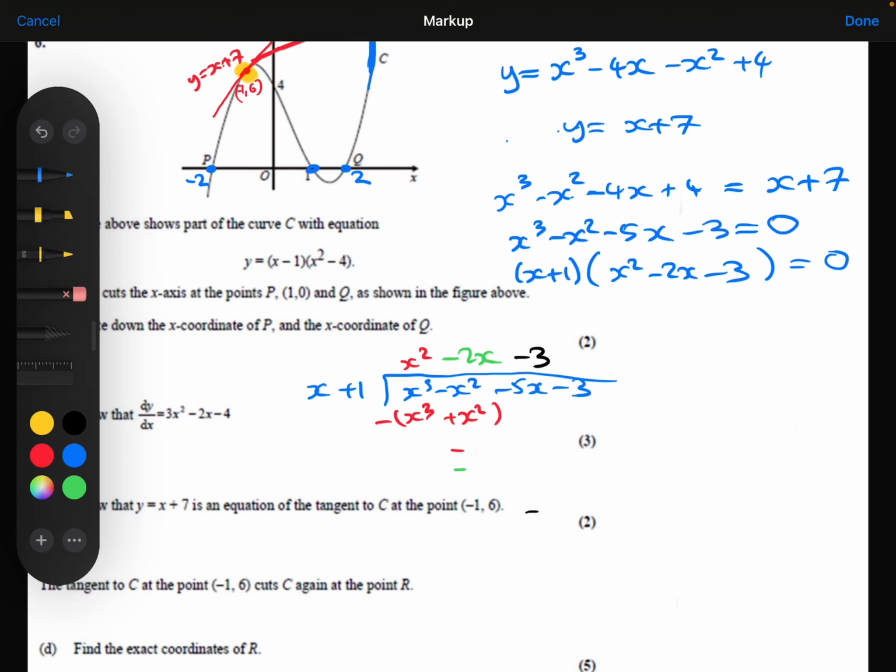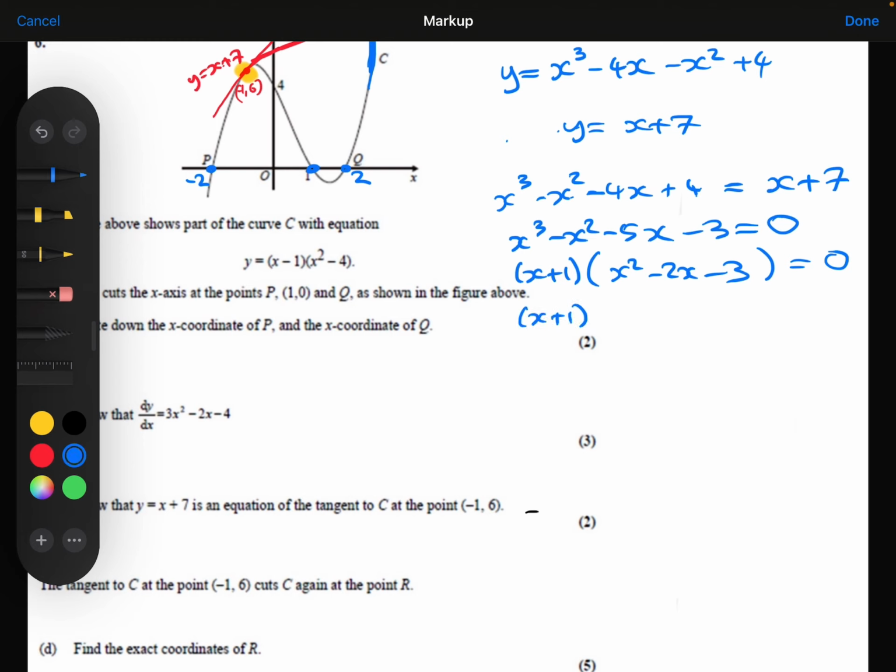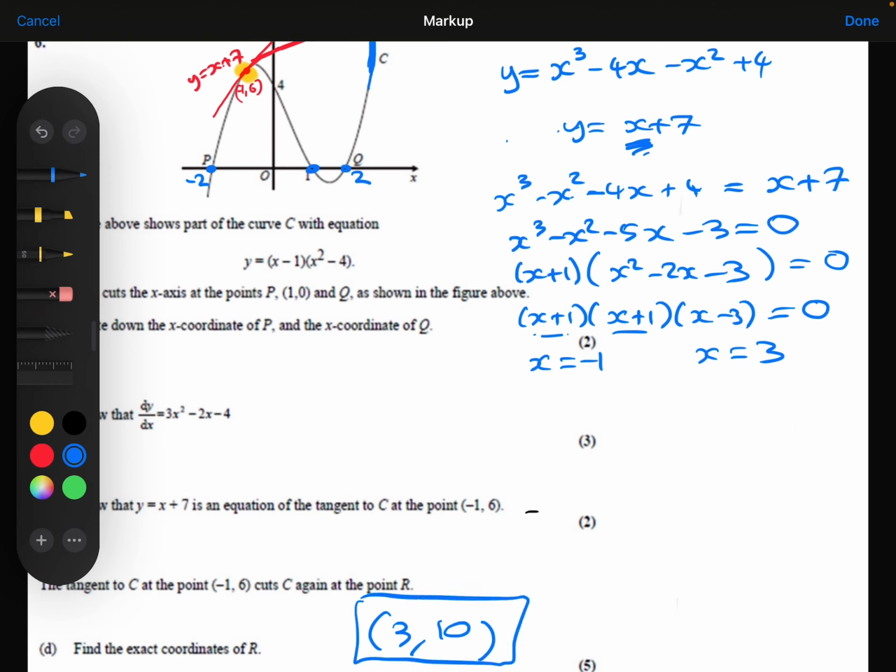Now we can completely factorize this cubic, to get (x plus 1) squared times (x minus 3). So our solutions are minus 1, which is a repeated root, which makes sense because it was a tangent at that point, or x equals 3. I just need to know the y coordinate now, so if I substitute 3 into either of those original equations, I find that the y coordinate of point R is 10.